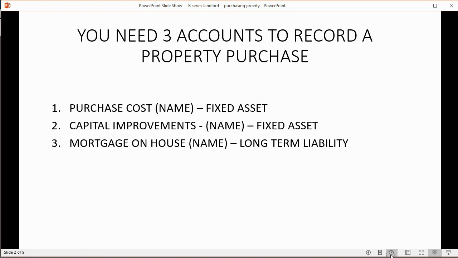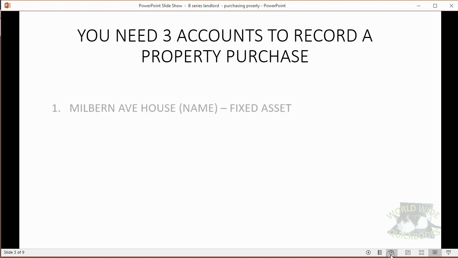Usually there's a mortgage on that house or building, so you have to create another account to hold the balance of that mortgage. The type of account that holds the balance of the mortgage on the property you just purchased is a long-term liability, and you would also put the house's name with that.